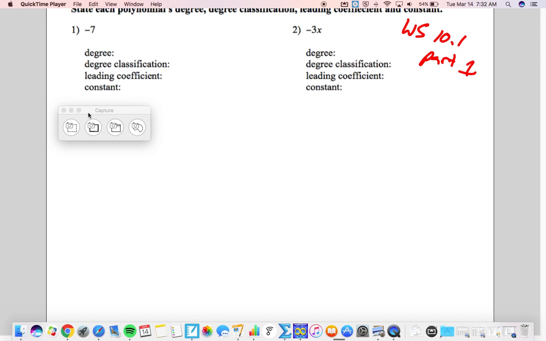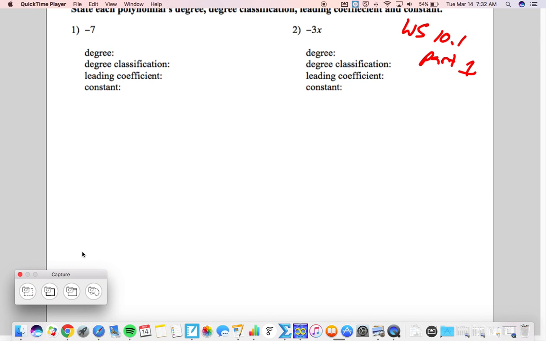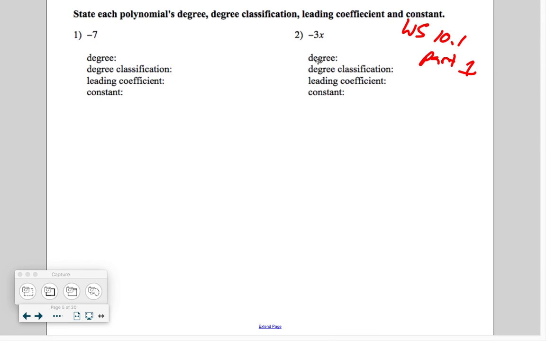Okay, here we go. We're working on worksheet 10.1. Remember, you have some notes describing polynomials on page 23. You'll want to have that handy, especially because this first one's a bit of a doozy. So we have a lot of terms here, a lot of ways to describe polynomials.